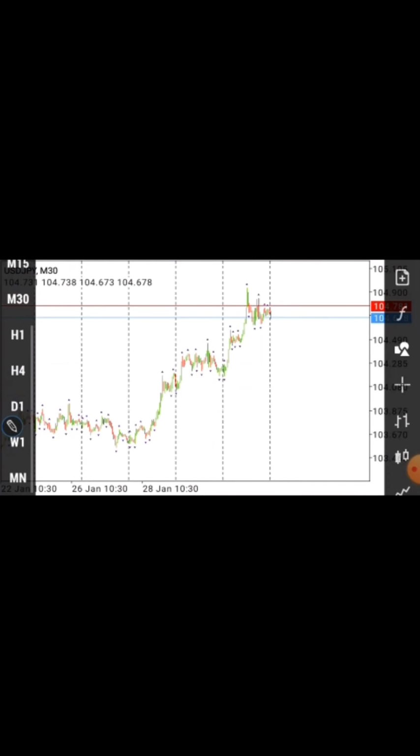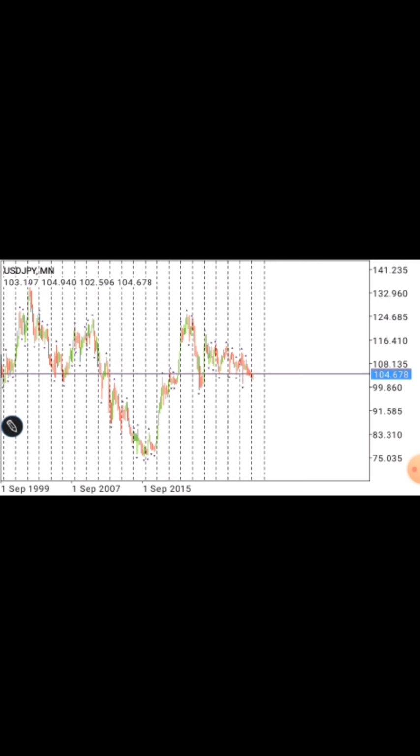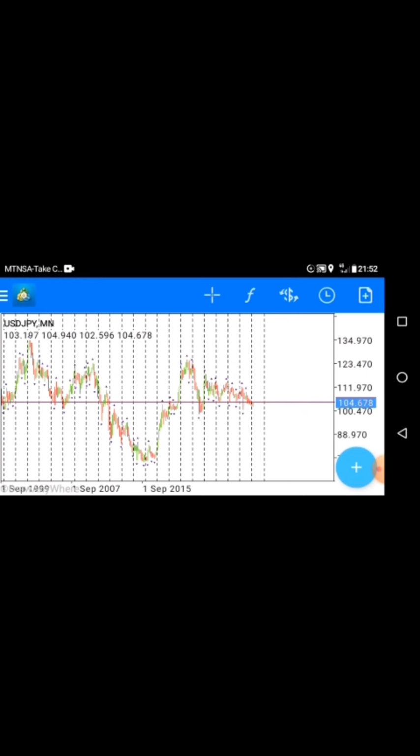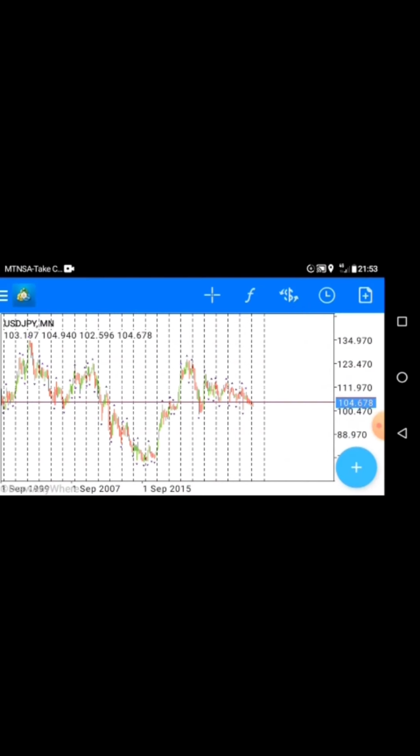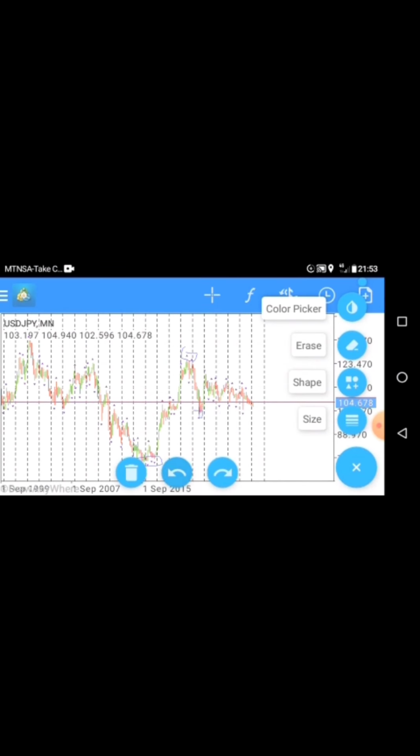Okay, but since it says two different things, let me just go back to monthly time frame. So as you can see, this is our lowest point and this is our highest point. This here is our lowest point and this here is our highest point. This must be at a retracement level. So I'm actually just gonna plot the Fibonacci and see if indeed it's at a Fibonacci level.